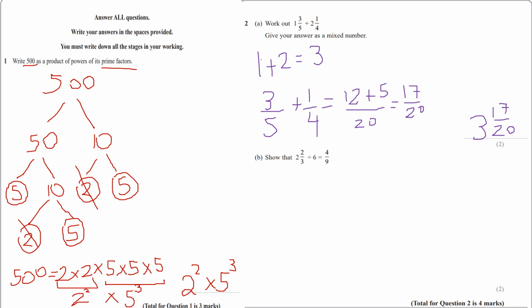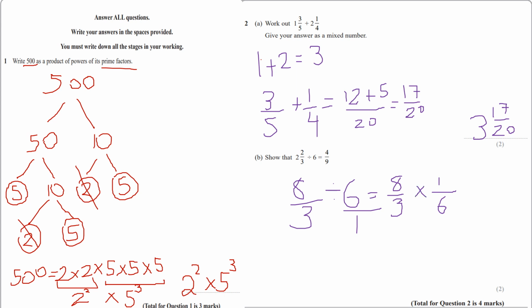Part B, show that 2 2/3 divided by 6 is equal to 4/9. So division of fractions, or dividing by a number. So change this into an improper fraction. 3 times 2 is 6, plus 2 is 8, so I'm going to have 8/3. So 8/3 divided by 6. Now dividing fractions, you keep the first fraction the same. You flip the second fraction, so think of 6 as 6/1. So you flip it, so it becomes 1/6.